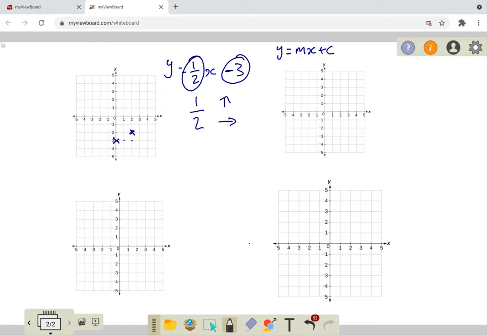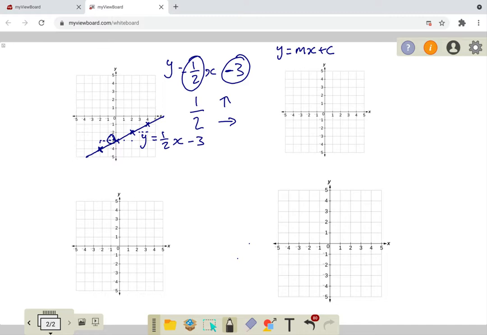Again, do the same thing: 2 across, 1 up, put a point. Now I can't do any more there, so I'm going to go in the opposite direction: 2 to the left and 1 down. And there you go. Here my line will look something like this, passing through negative 3. That is the line for y equals a half x minus 3.